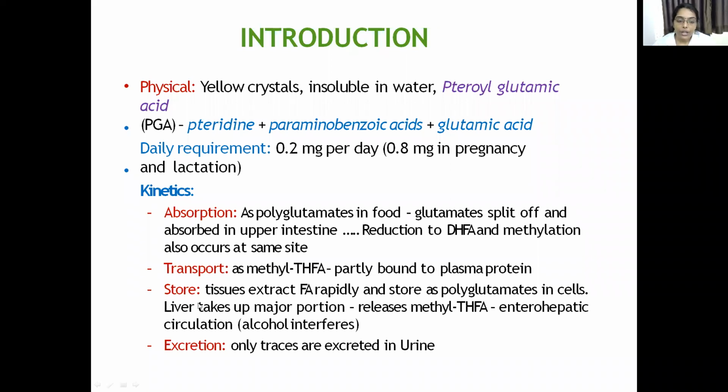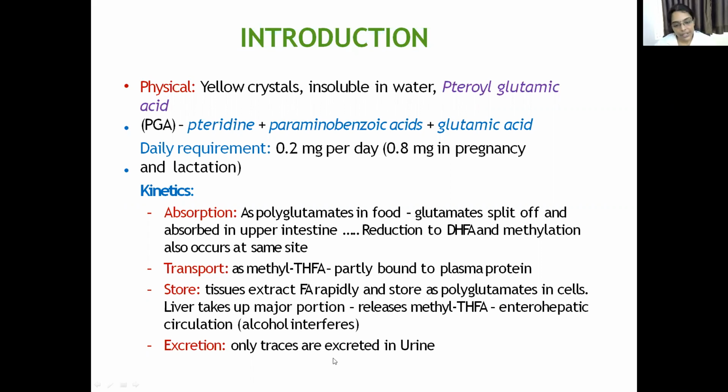Storage. Tissues rapidly extract folic acid and store it as polyglutamates in the cells. The liver is the part which stores the majority of folate in the body. It takes up the major portion and releases methyl tetrahydrofolic acid, which again undergoes enterohepatic circulation.